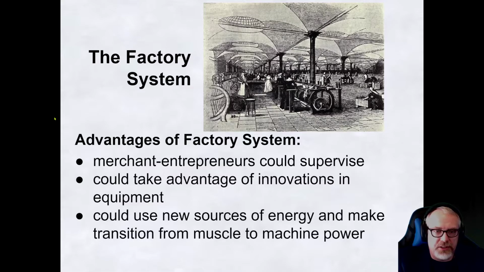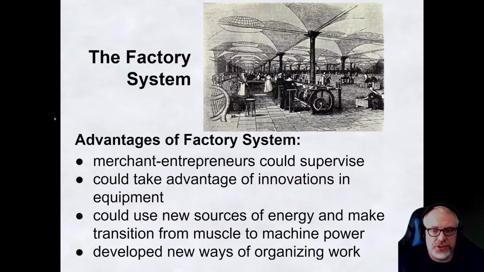So there's some advantages to this system. The first is that the merchants and the entrepreneurs can directly supervise from the offices above, and they can take advantage of innovations in equipment. You could replace the water spinning jenny that you have with a coal-powered one. You could use sources of energy other than water that become available, and then you can make the transition from muscle, meaning people, to machines. And then any new development in how to organize things you can apply.